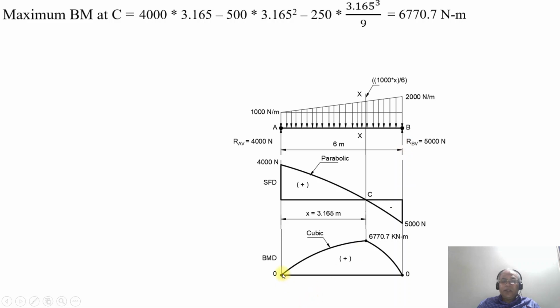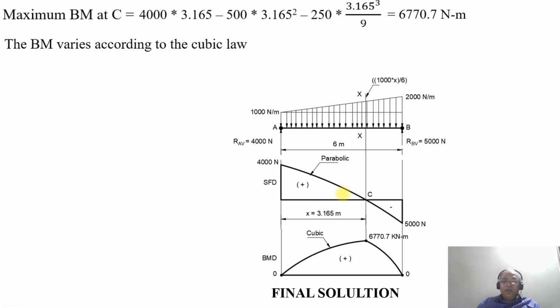That is the reason why, for the entire span, it is going to be a cubic curve in the bending moment diagram, and in the shear force diagram it is going to be a parabolic curve. So the bending moment varies according to the cubic law. This is how you will be able to analyze and plot both the shear force and the bending moment diagram, and this is going to be the final solution.